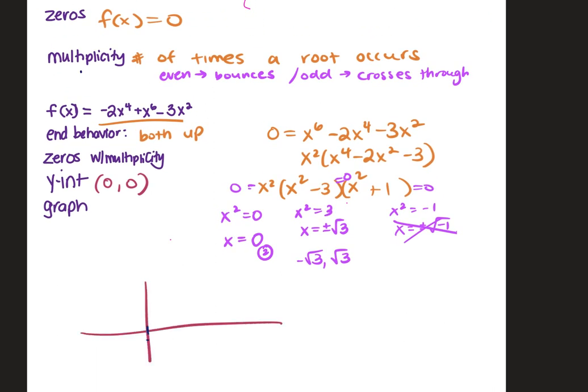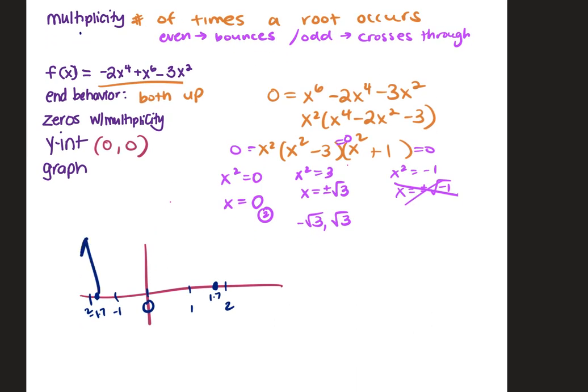So I would plot a point at 0. I would plot a point at negative. Well, this would be -1. So negative root 3 is like a negative 1.7. Positive 1. So a positive root 3 is like a positive 1.7. My arrows both point up, and it bounces at the 0. So it's going to cross through, come back up, come back down, and cross through.